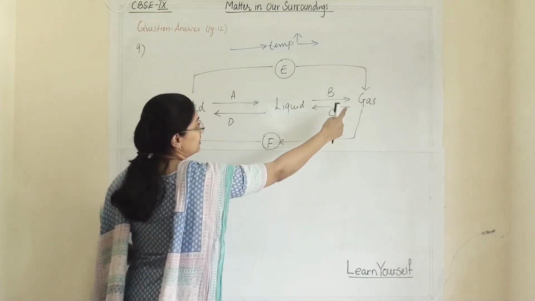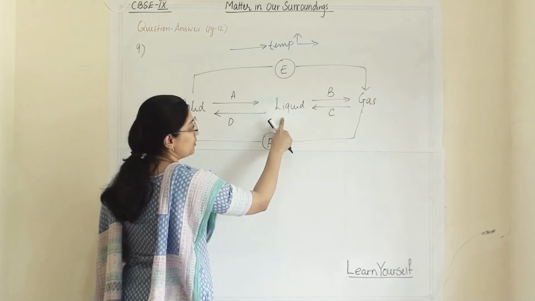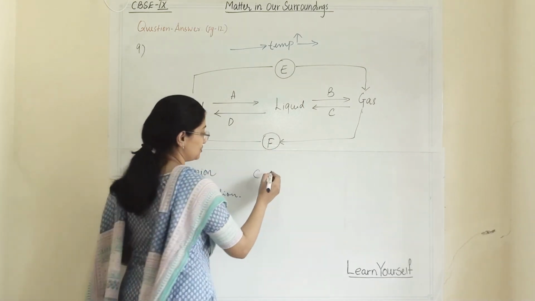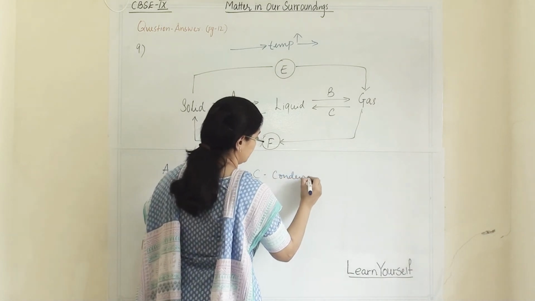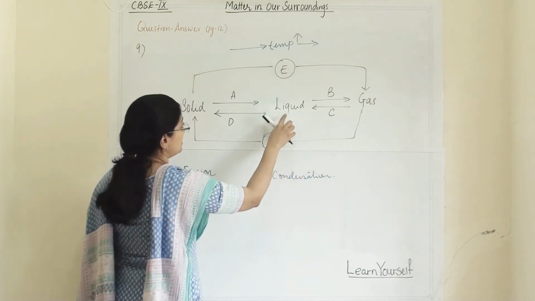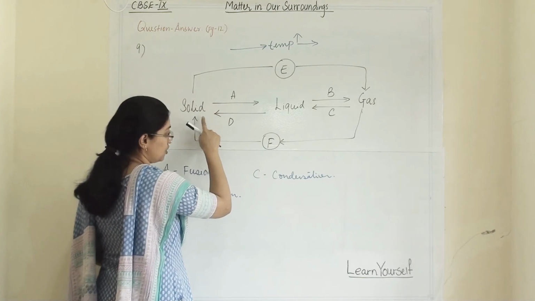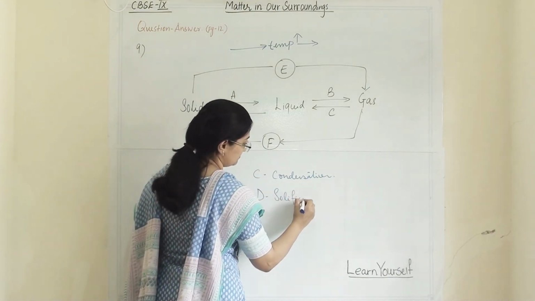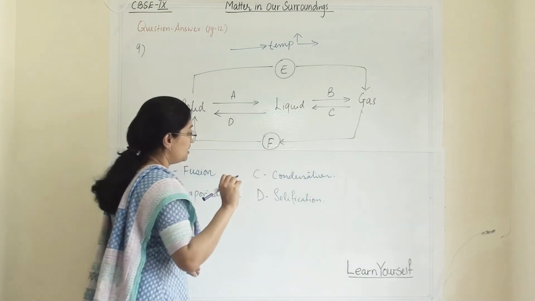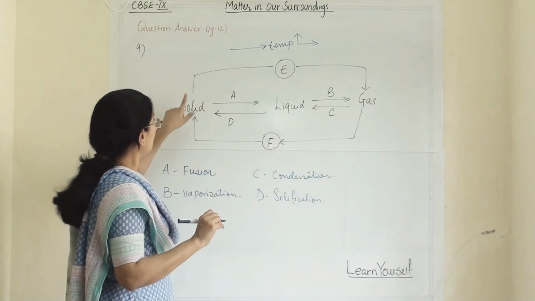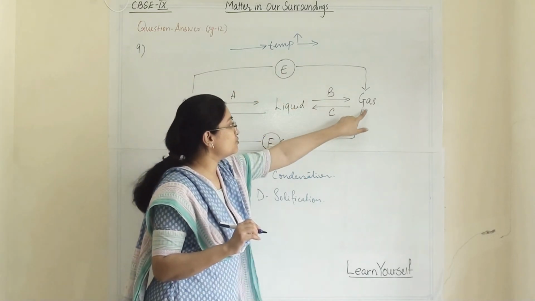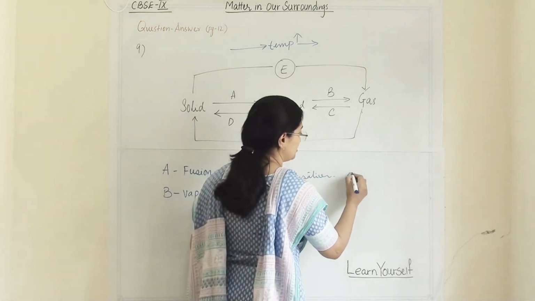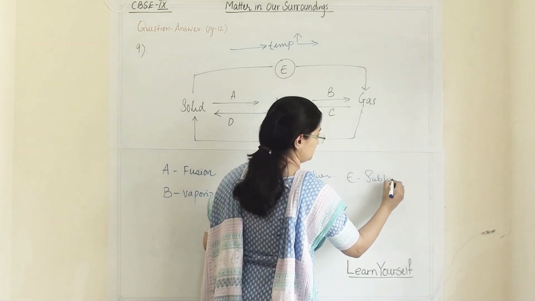While coming back, the gaseous state is converting into liquid. So this C is called condensation. Now when liquid is converting into solid, it is called solidification. Now the remaining two things are when solid is directly converting into gaseous state with the effect of temperature. So this E is called sublimation.